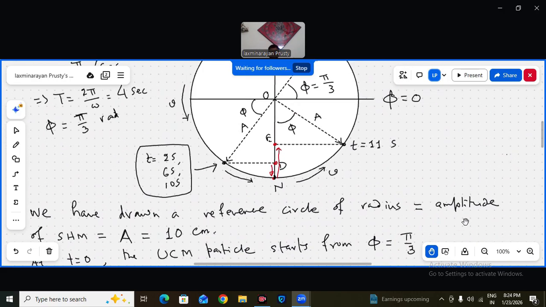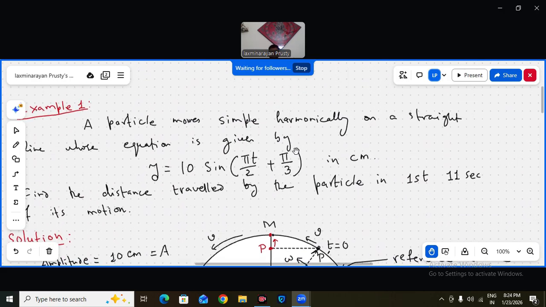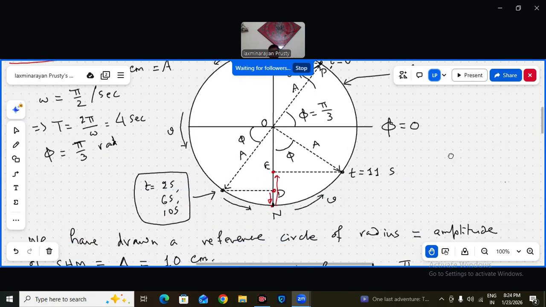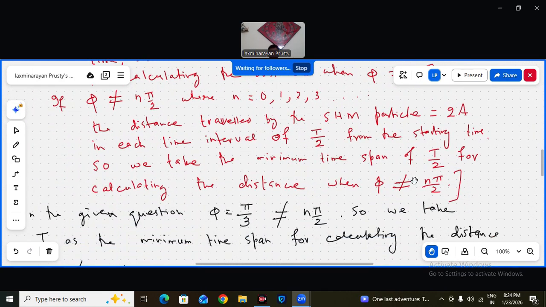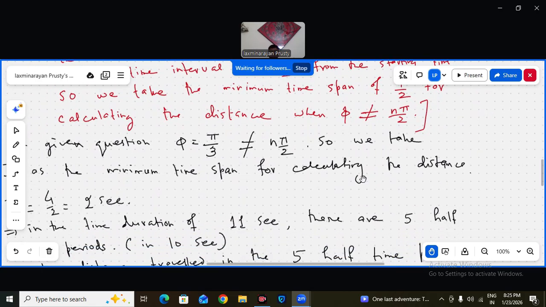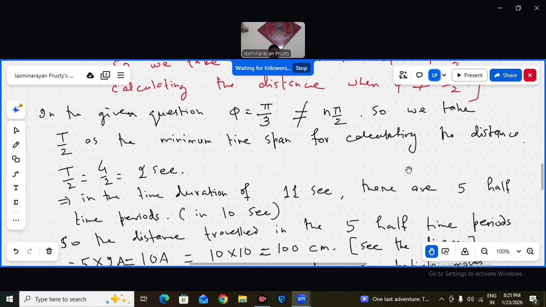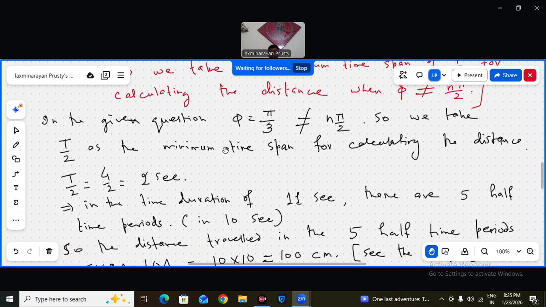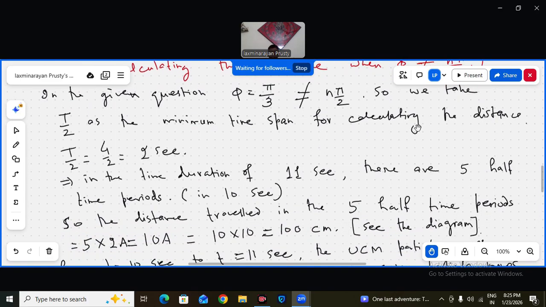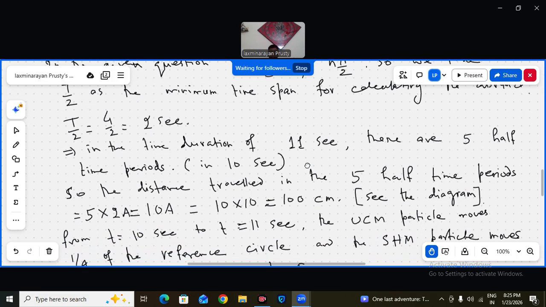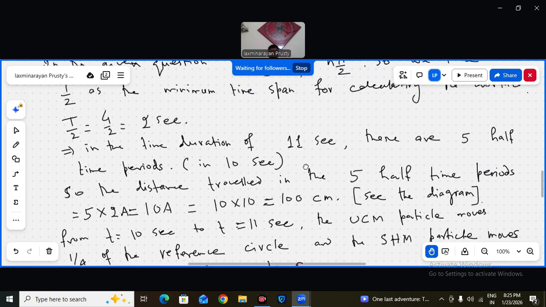Here the given phase is pi by 3, so it's not in the form of n pi by 2, so I'll take the half time period as my minimum time span. So every half time period, the particle travels 2a distance. So we take T/2 as the minimum time span for calculating the distance. T/2 is 2 seconds, because T is 4 seconds, as I told you in the beginning, because omega is pi by 2, so 2 pi by omega is 4 seconds, and T/2 will be 2 seconds. So every 2 second interval, it will travel a distance of 2a.